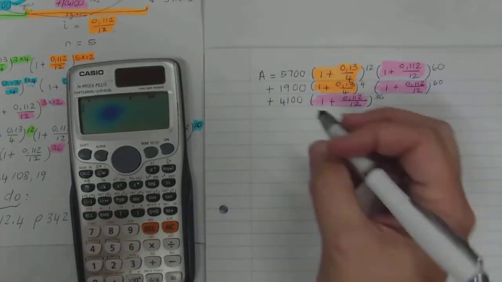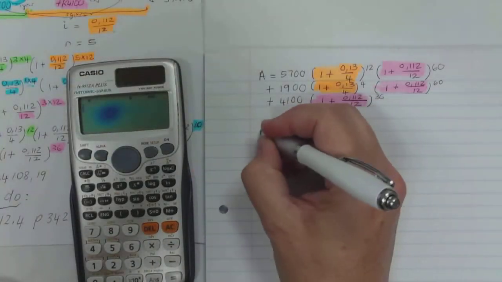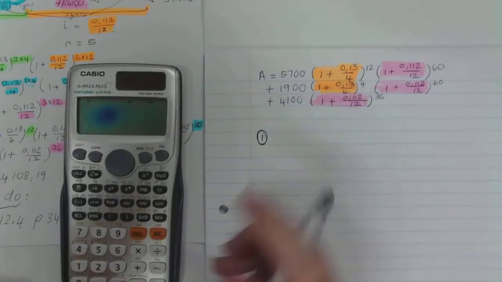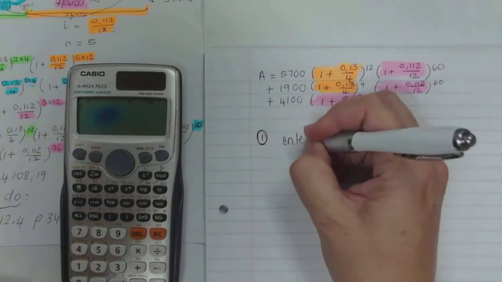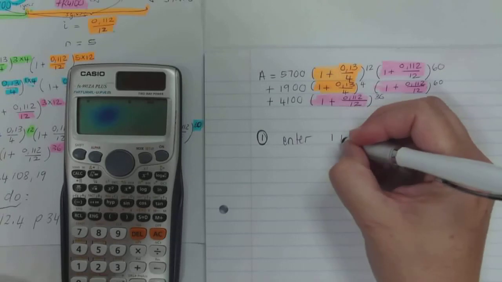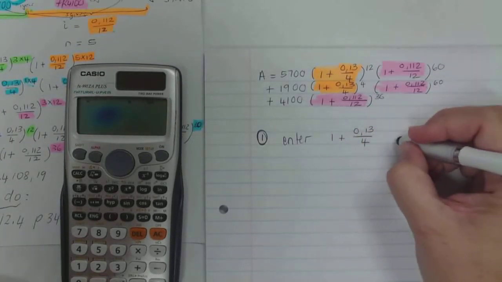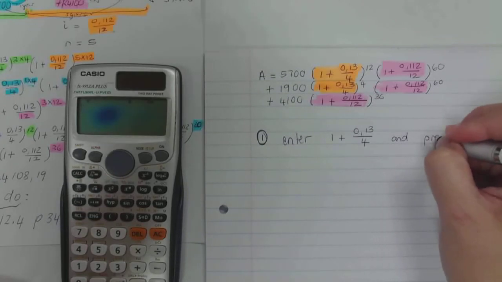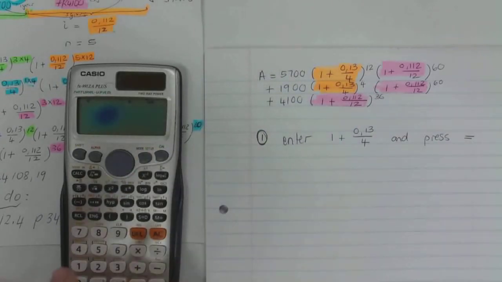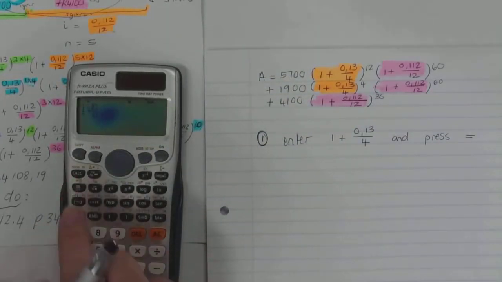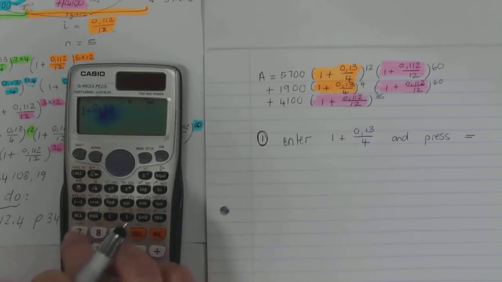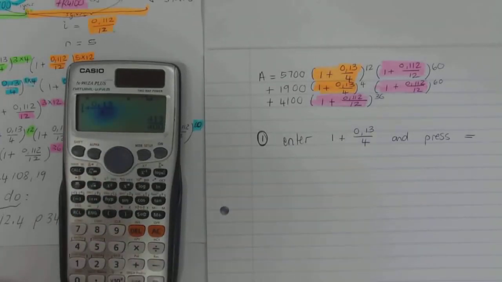Right, so I'm going to say, number 1, I'm going to enter 1 plus 0.13 over 4 and press equal. So 1 plus 0.13 over 4, press equal. Okay?